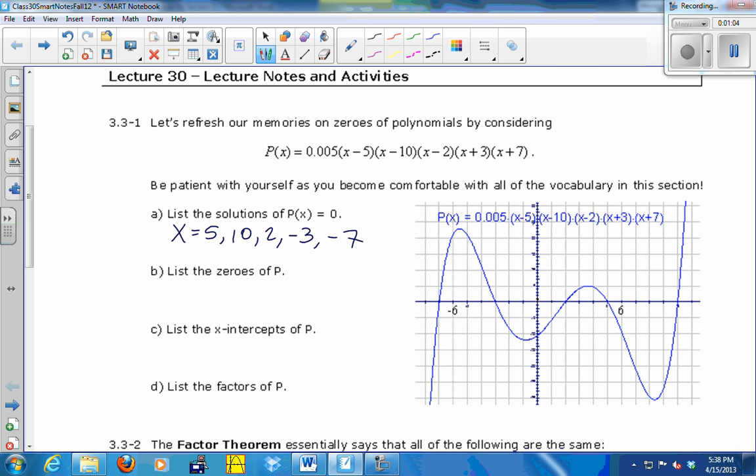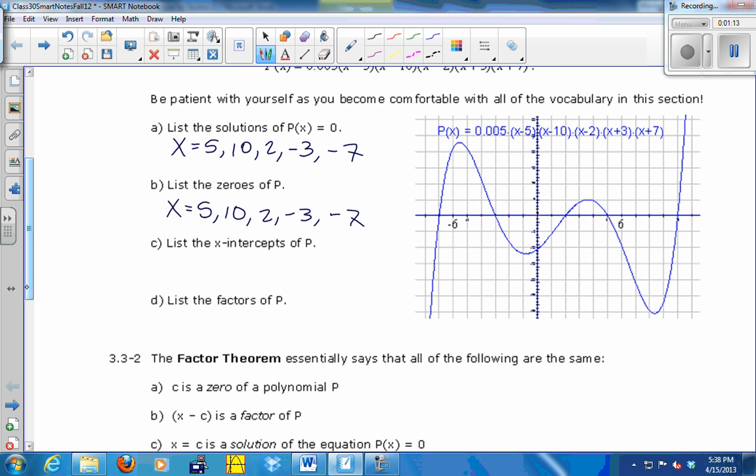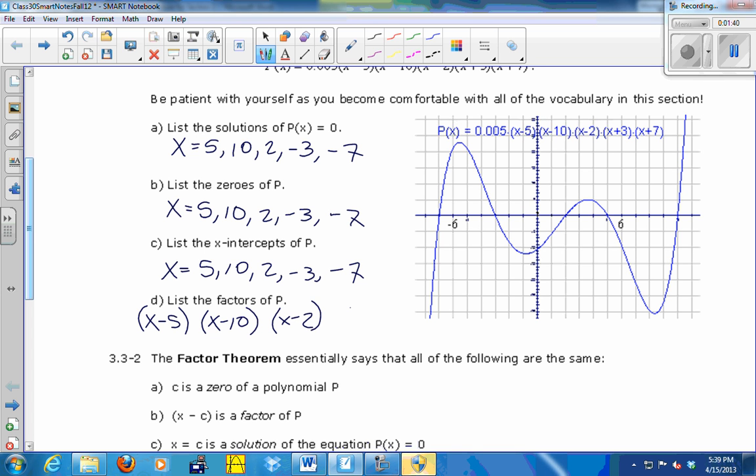The zeros of the polynomial are the same numbers. The x-intercepts are those same numbers. So if you know solutions to where the function equals 0, then you know the zeros of the function. That's the definition of what a 0 is. And you know the x-intercepts. And the factors we can list as x minus 5, x minus 10, x minus 2, x plus 3, and x plus 7.